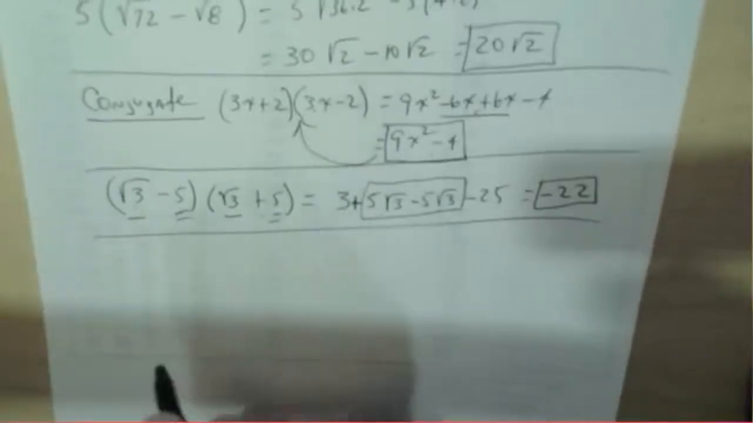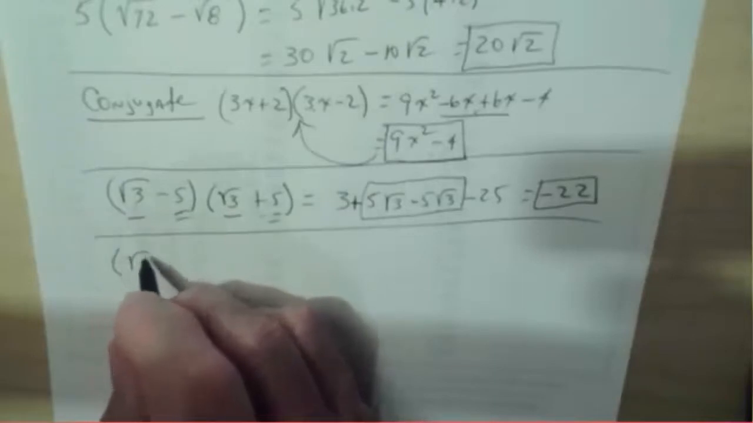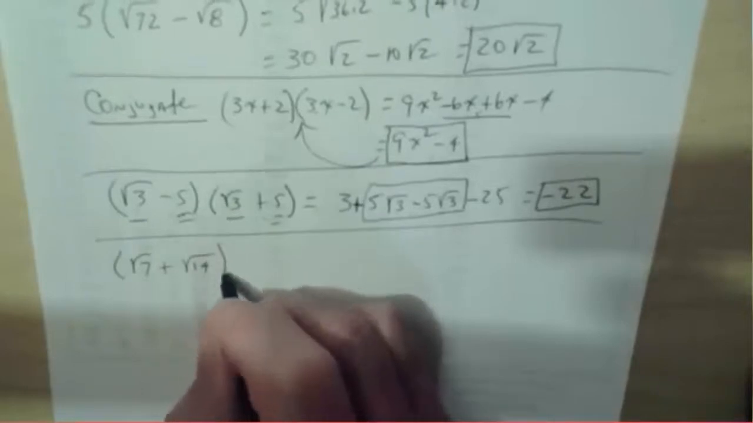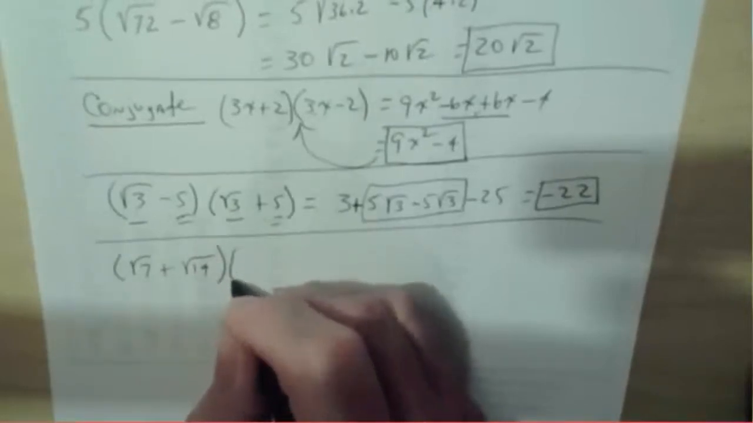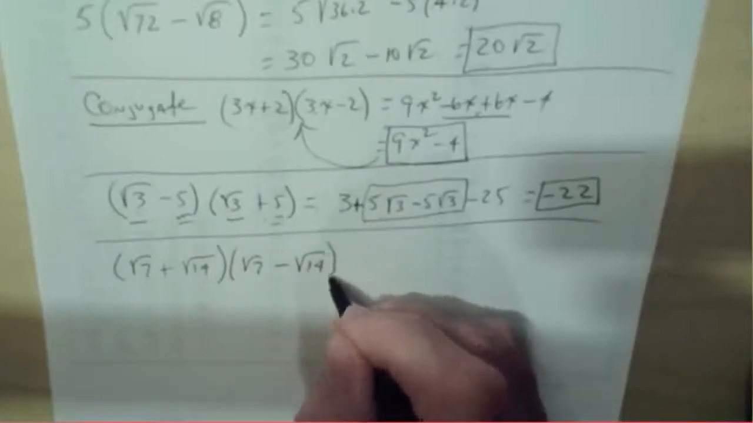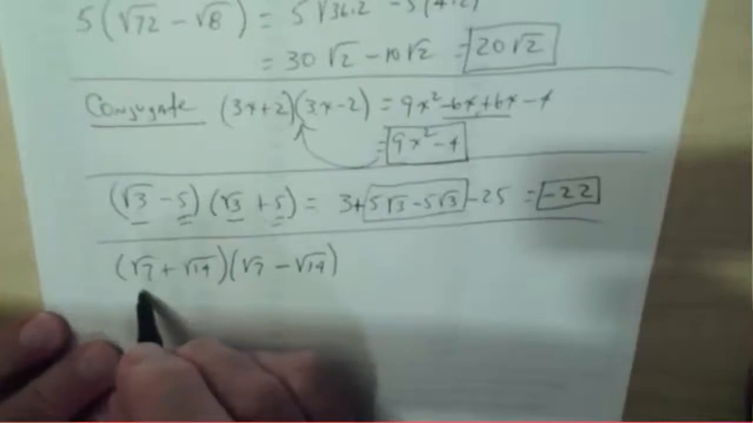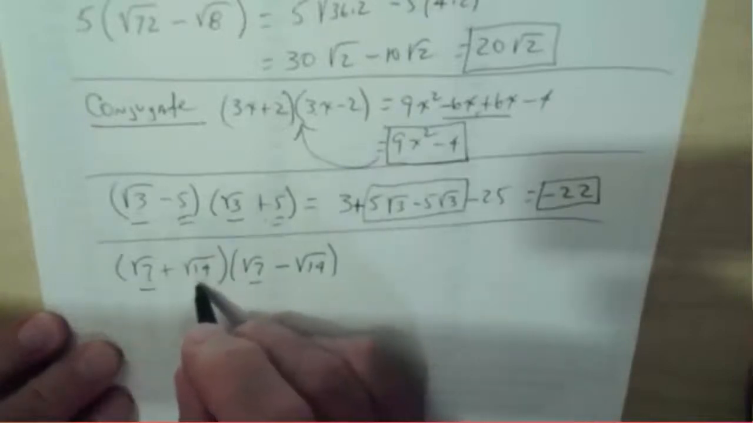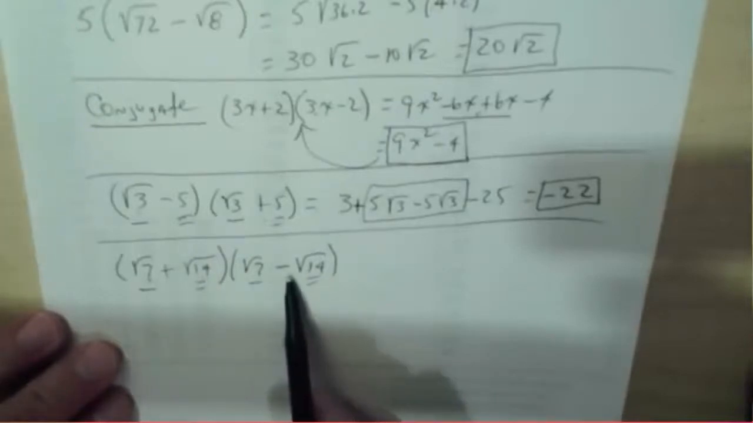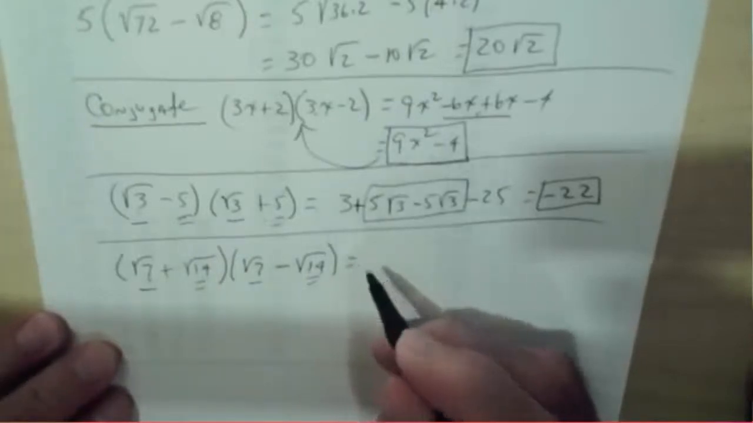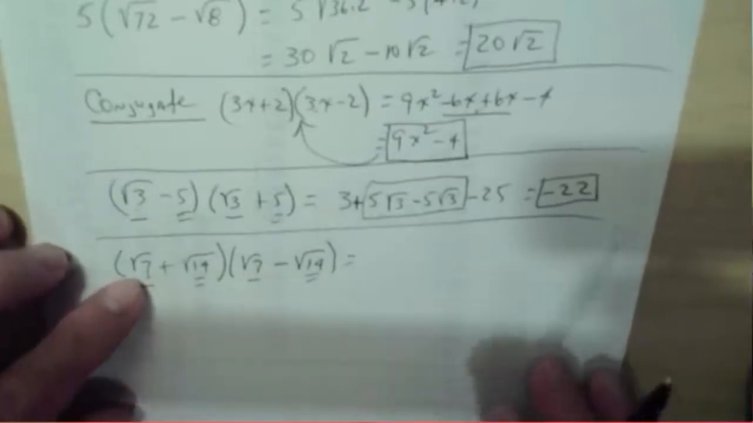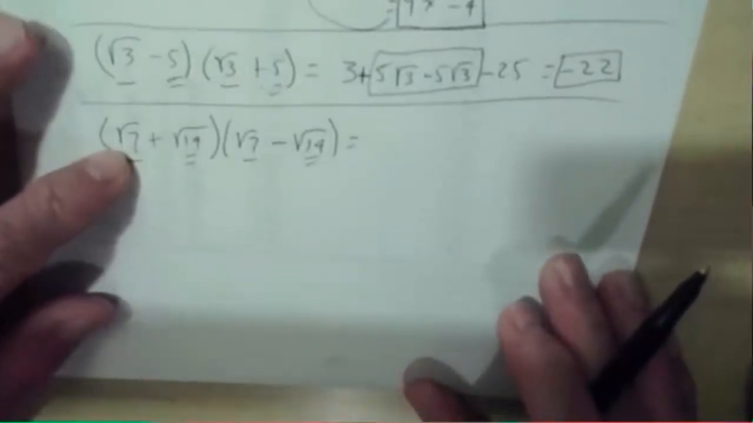And let's do another one. The square root of 7 plus the square root of 14 times square root of 7 minus the square root of 14. What do we have here? Look, the numbers are the same. Square root of 7, square root of 7, square root 14, square root 14. But one's positive and one's negative, so what is this? A conjugate. So now we're just going to do the first numbers and the last numbers because we know that the linear term will be eliminated.